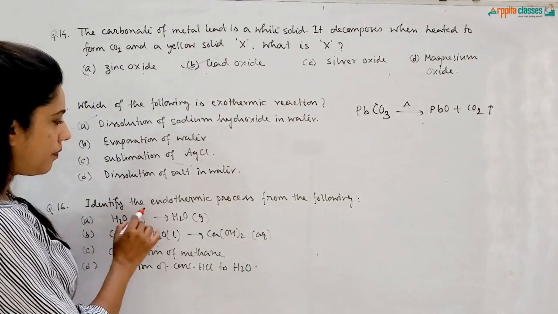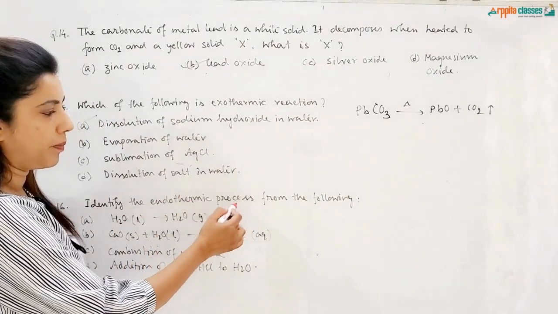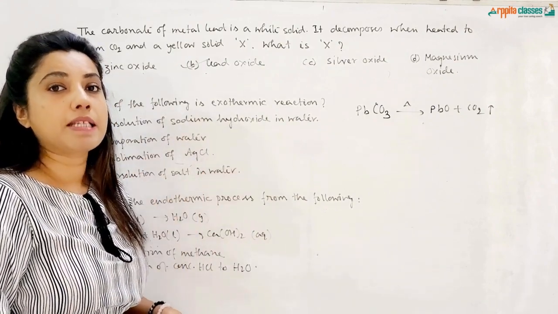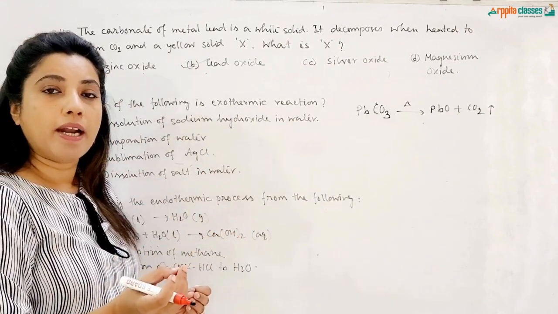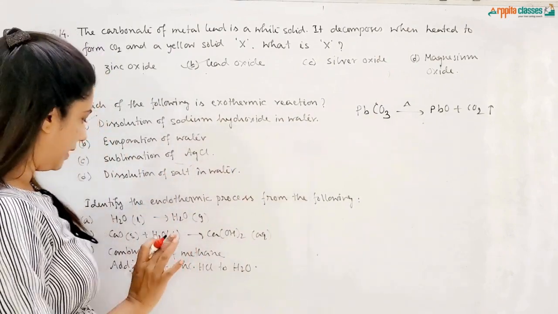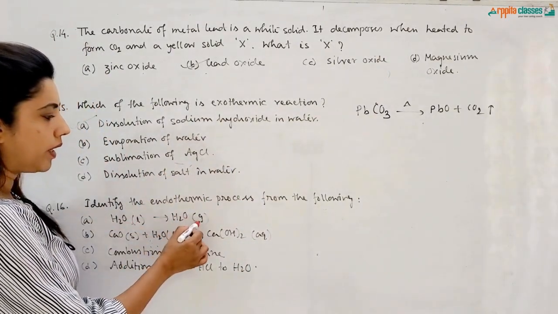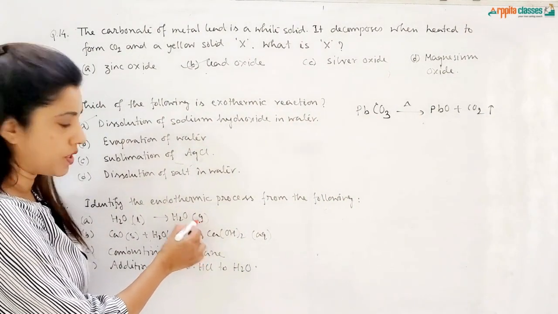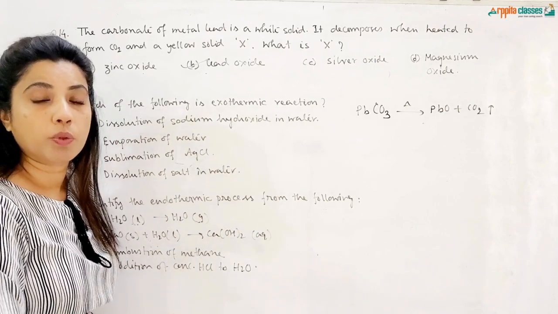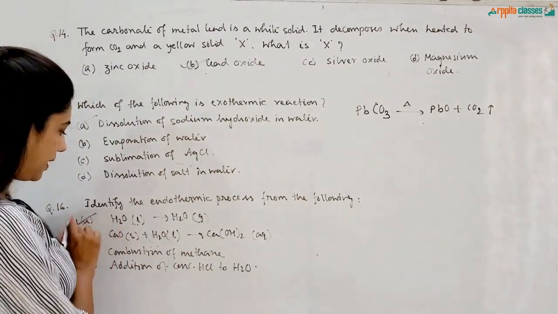Third is, identify the endothermic process from the following. Endothermic, endo means inside, thermic means heat. So the reactions where heat is taken inside are called endothermic reactions. So H2O liquid to H2O gas. This is an endothermic process because liquid to gas needs heat to be given to the system. So this is an endothermic reaction.